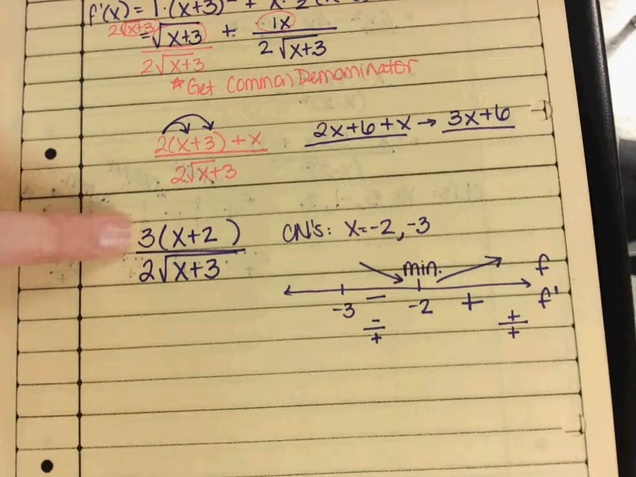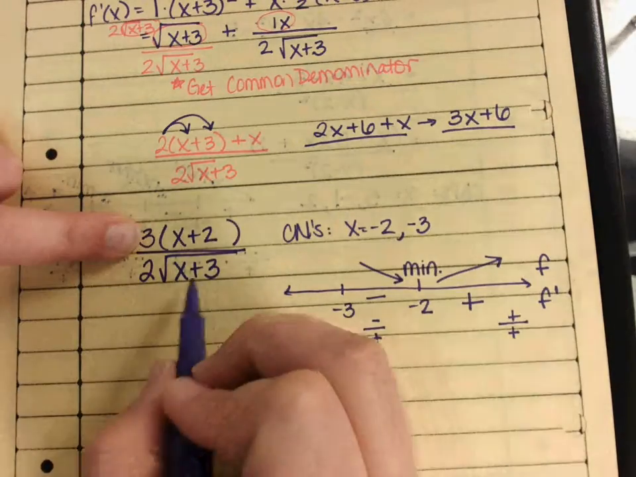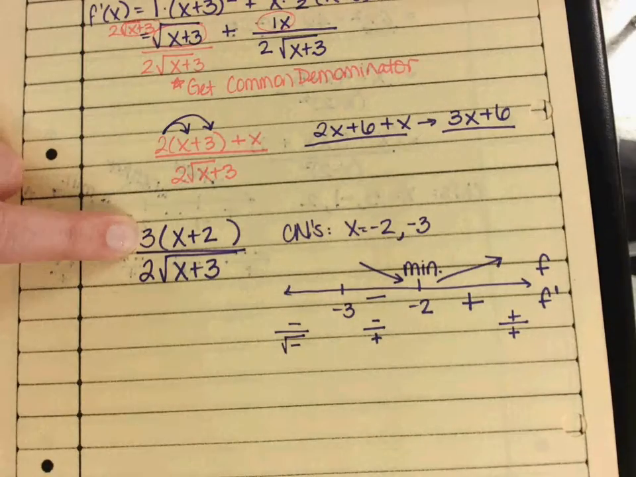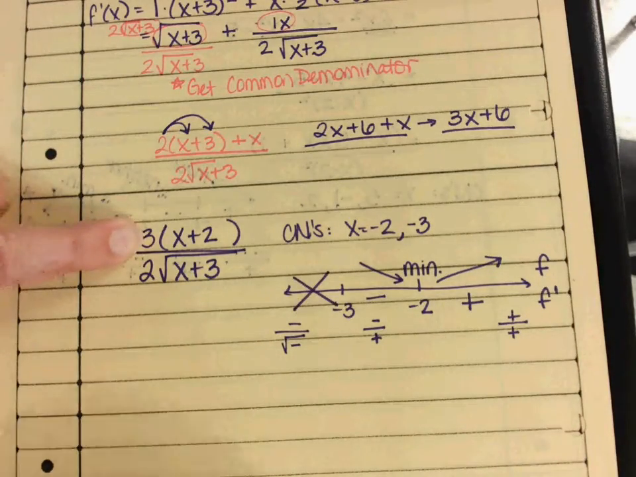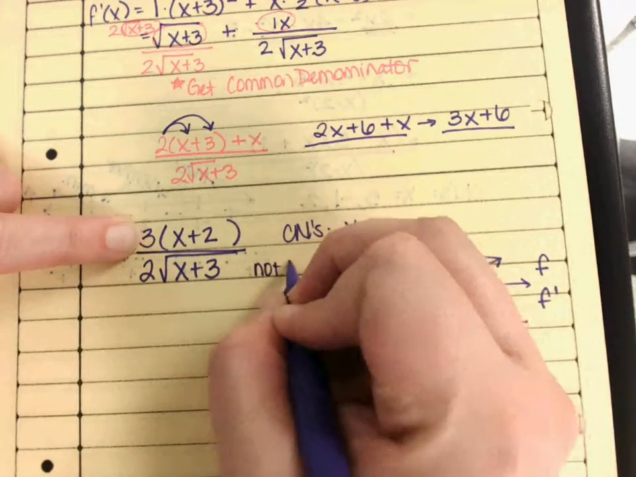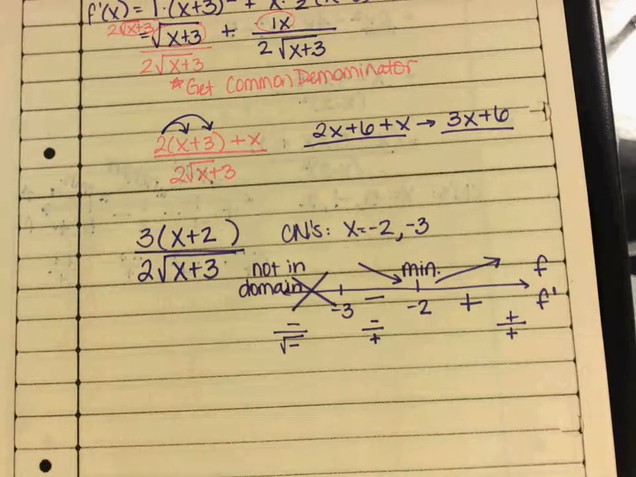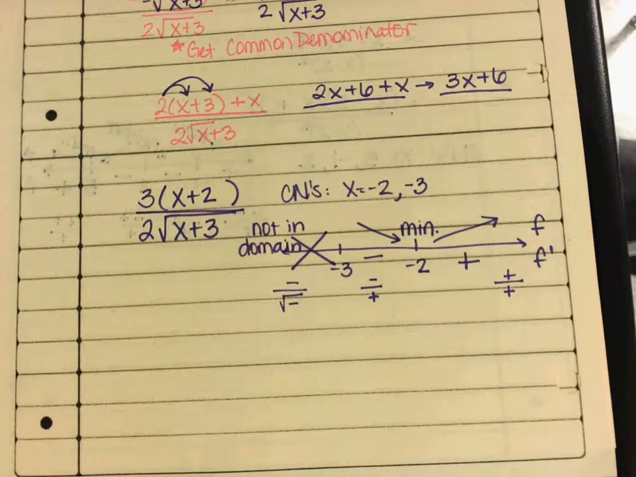Okay, then my last subinterval, say I pick negative 4. What's negative 4 plus 2 on top? Negative. On bottom, what's negative 4 plus 3? Can I square root a negative number? No, then X that entire section out. That means that that is not in the domain. So you wouldn't even worry about that interval. Basically, it just doesn't exist. So you wouldn't even look at that part of the number line because it doesn't make sense to talk about numbers that would give you an imaginary solution. You won't do any imaginaries in Calc 1 at all. Okay?